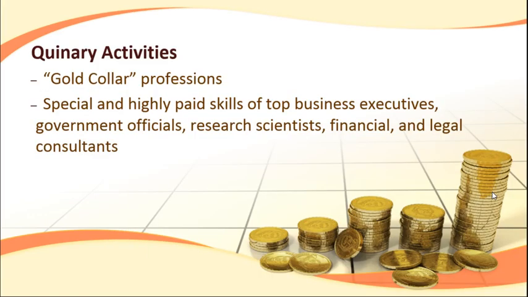And then quaternary activities, these are the gold collar professions I was talking about earlier. These are the specialized skills. And so these are going to be your top business executives, your government officials, although one could argue that that may not actually be a special skill. I'm just kidding. That's a joke. All right. Research scientists, financial specialists, legal consultants, things like that. And there are not as many of these as there are, say, all of the others.